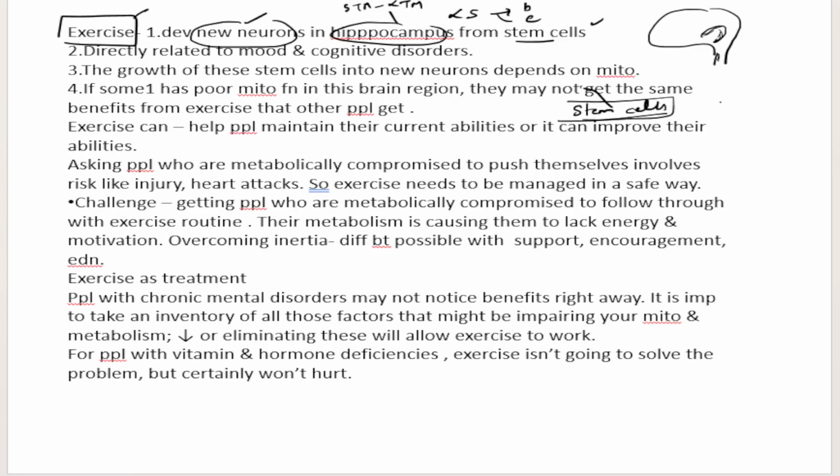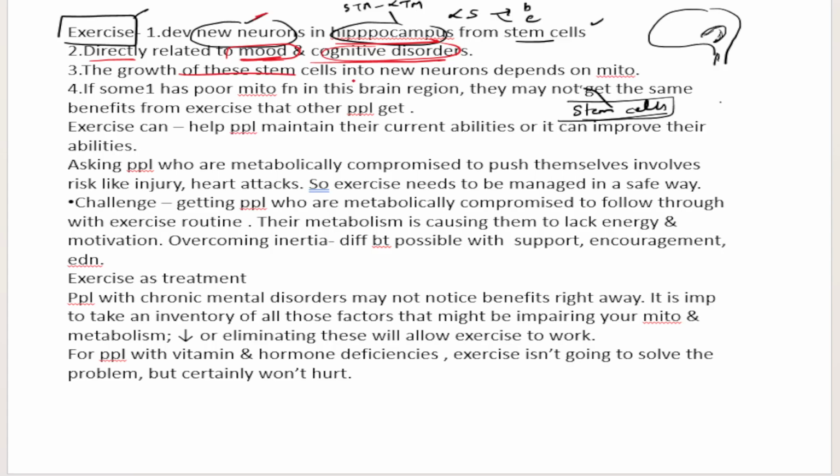So exercise is directly related to, see, the hippocampus is directly related to mood and cognitive disorders. If the new neurons are not getting developed in the hippocampus, if there is a problem in the neurons of the hippocampus, it may cause mood and cognitive disorders. Exercise is going to lead to an improvement. It is going to prevent the adverse effects. It is going to lead to cognitive improvement.